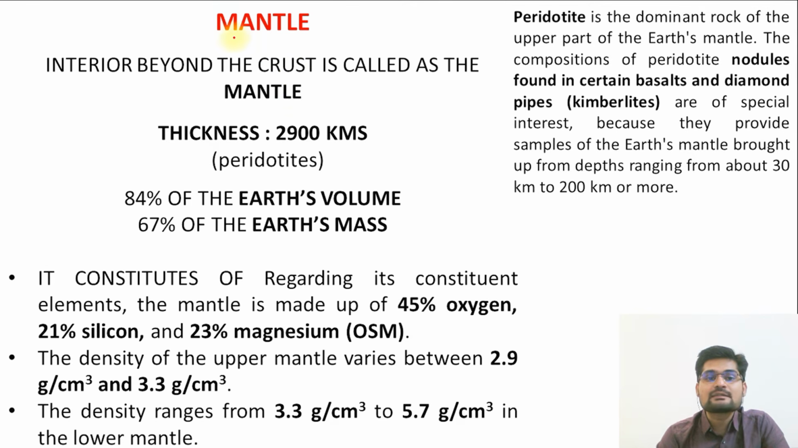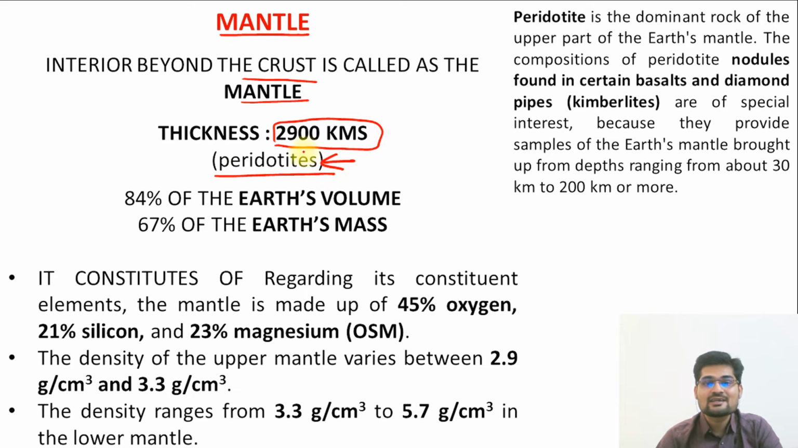Now let's learn some things about the mantle. It is the interior beyond the crust that we know by the name of mantle. Its thickness is about 2900 kilometers and the major rock type in the mantle is peridotite. Peridotite is the dominant rock of the upper part of the Earth's mantle. The composition of peridotite is seen in nodules found in certain basalt and diamond pipes, that is kimberlite.